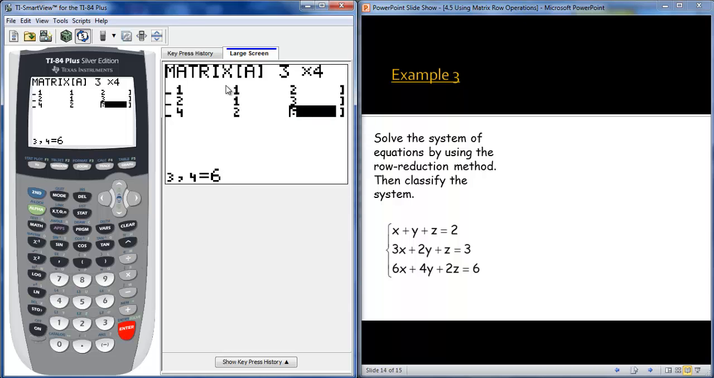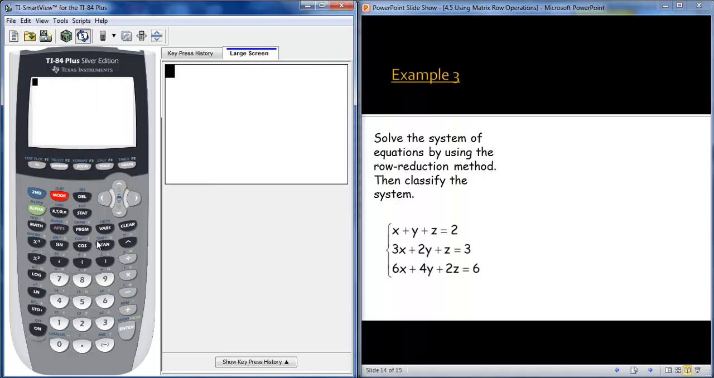So I'm just pulling all the coefficients, and then the very last column on the far right is the 2, 3, 6, which is all of the values that the systems are equal to. Okay? I'm going to do a quick double check, because the calculator is doing the work for you, so you don't want to input anything that's incorrect. So I go 1, 1, 1, 3, 2, 1, 6, 4, 2. I'm good to go. I got to quit out of here.